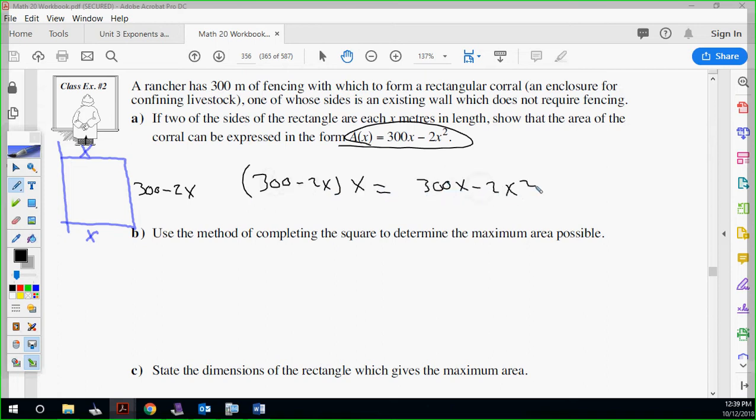And so we just proved that's where the area formula came from. Okay, that looks a lot harder than it is, right? Okay. Use the method of completing the square to determine the maximum area possible. So we're going to complete the square and figure out what's the max area.